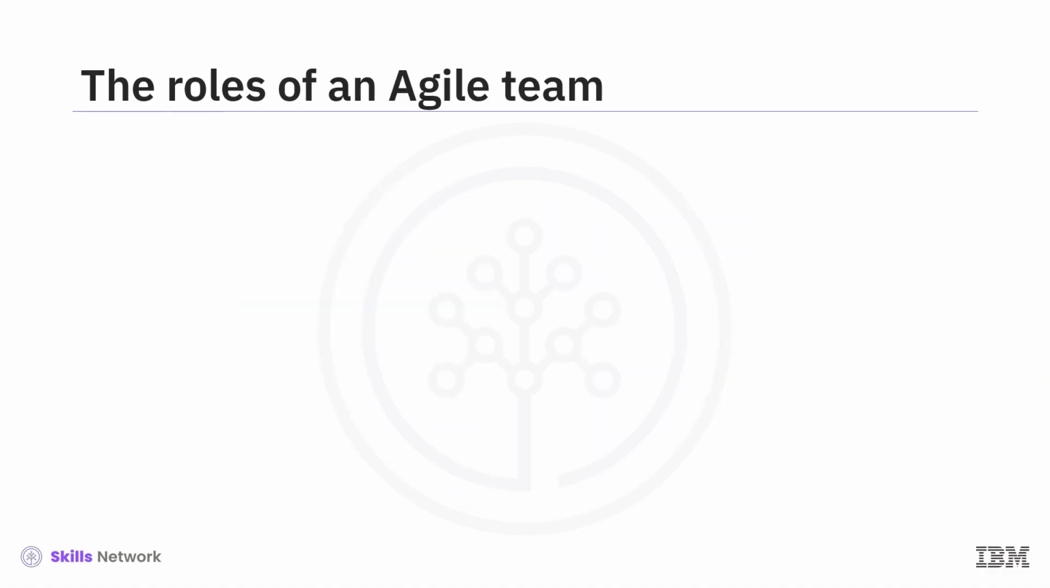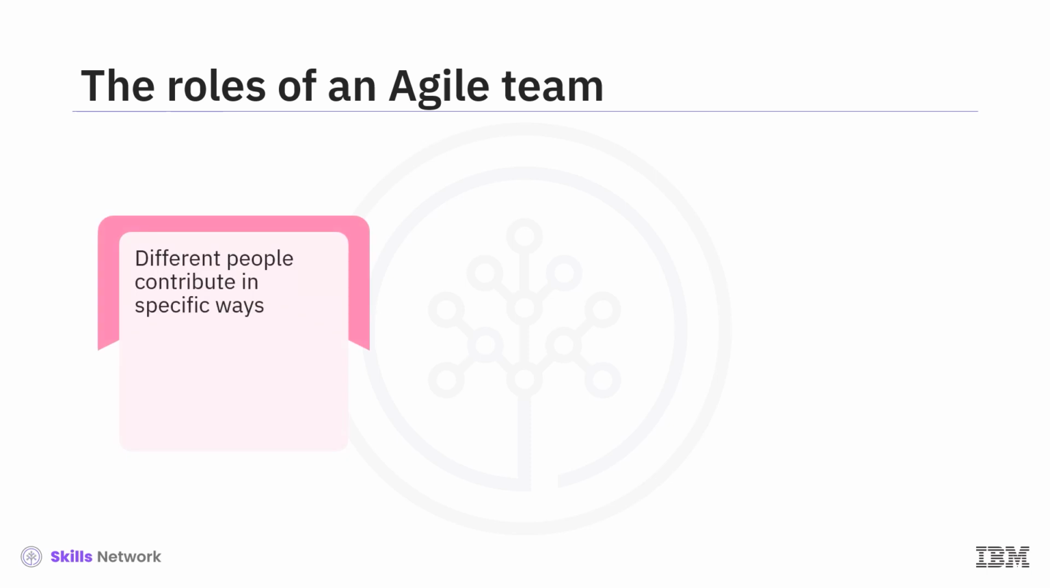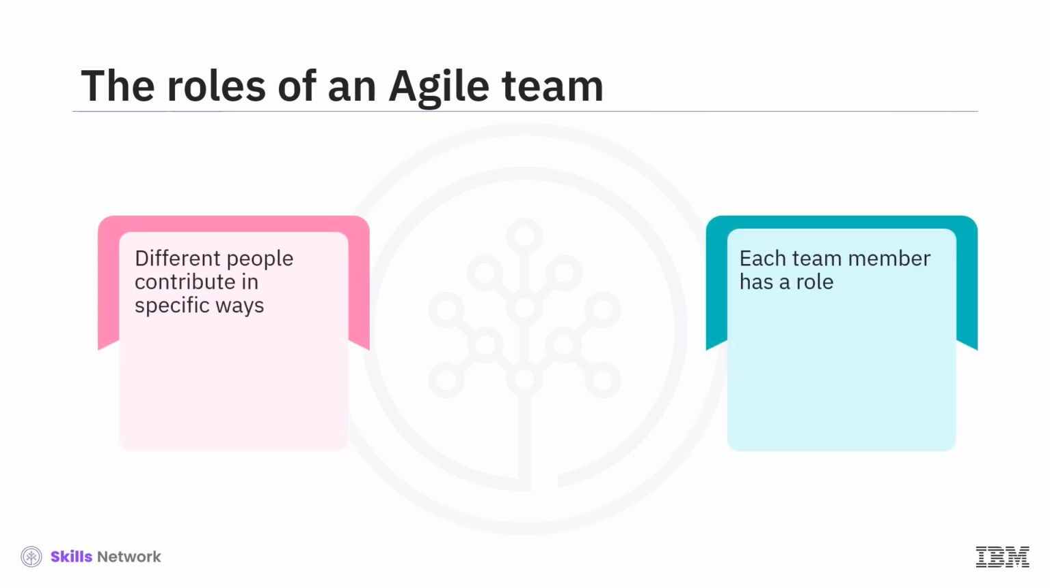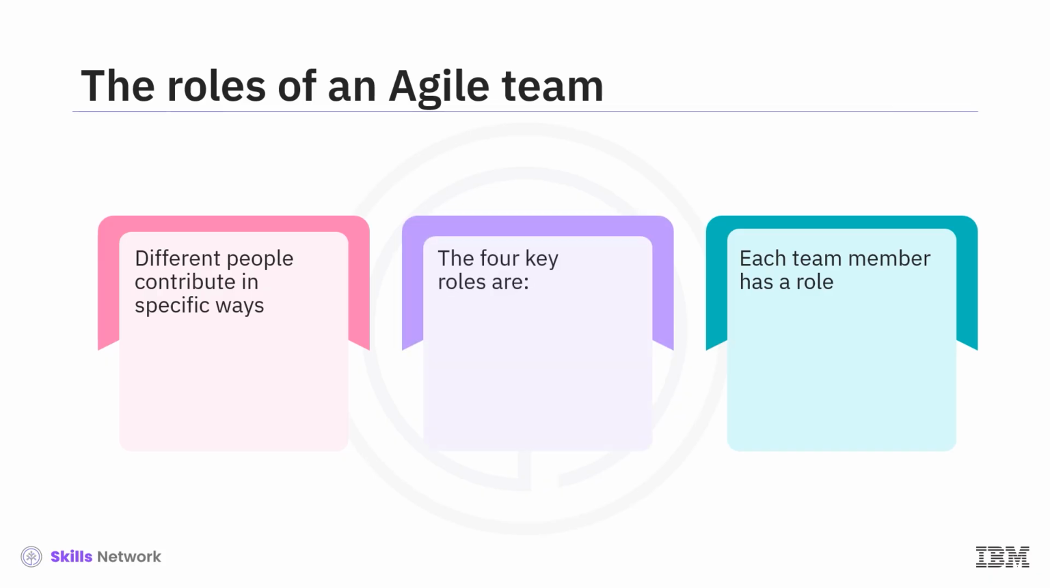An Agile team doesn't work in isolation. It relies on different people contributing in specific ways. Each team member has a role that helps shape priorities and guide the work. In Scrum, 4 key roles influence task prioritization: customers, end users, key stakeholders, and the development team. These roles all work with the product owner to deliver a product that creates value for all parties.